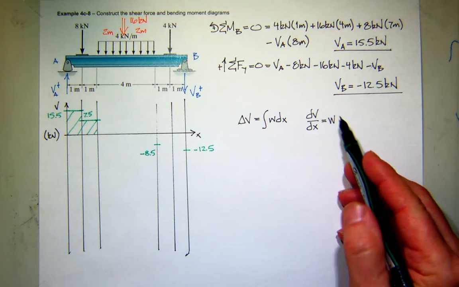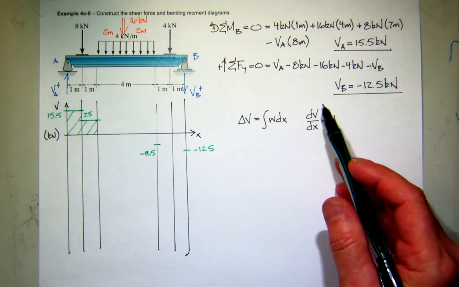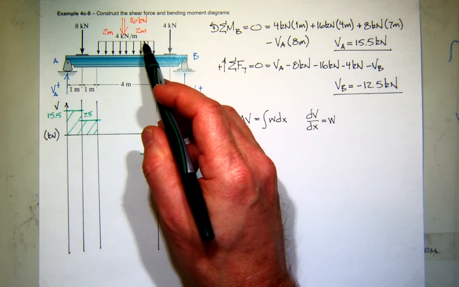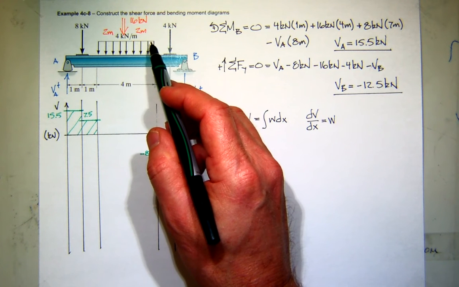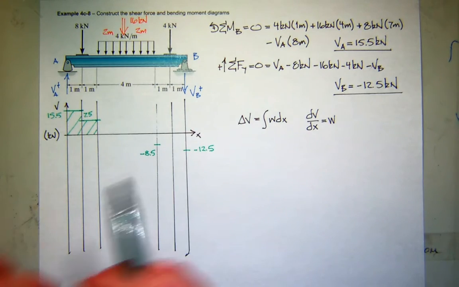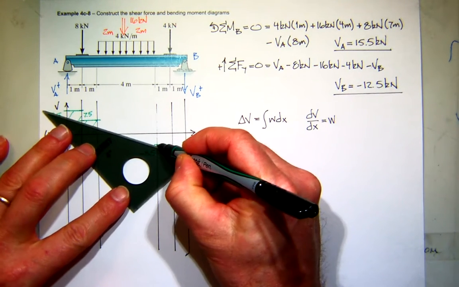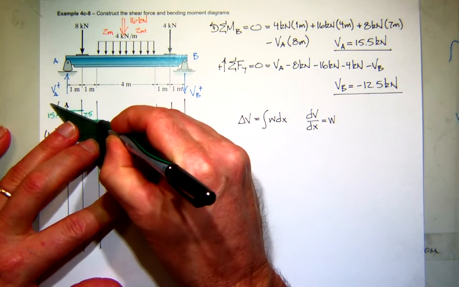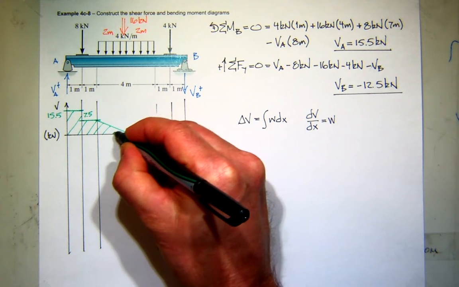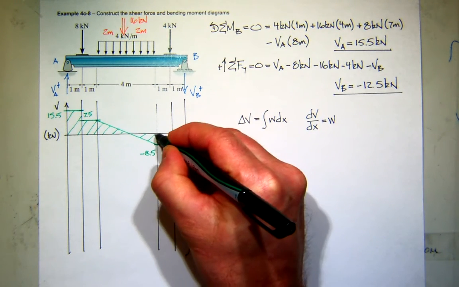And what's the slope of the curve over that interior 4 meters? It's given by the load. And the load there is always the same value, constant, so a constant slope. Is that a positive or negative slope? Negative. So I'll have a negative slope that does this. So I have a triangular change.